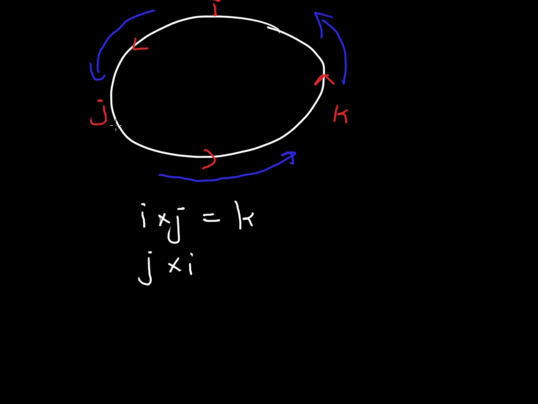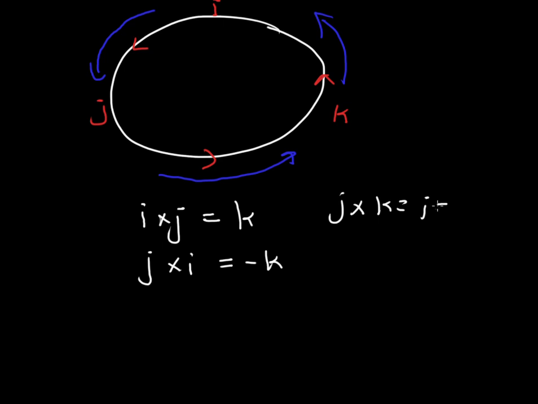Now we are reversing the direction, J cross I. We negate the K, right? Now this is actually quite simple. So now let's take one more example. Multiplying J cross K is equal to I. Why is it I? J cross K is equal to I. It follows a particular path, right?